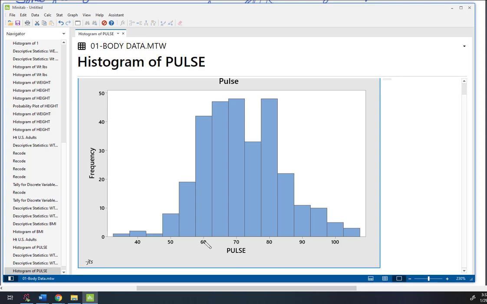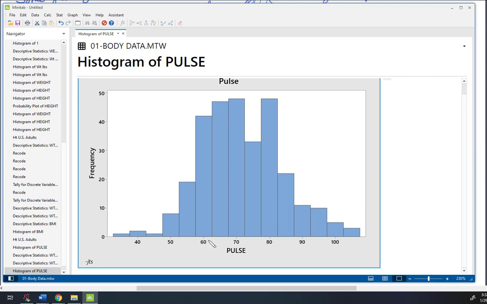Notice that the pulses in this graph are marked at 60 and then nothing, and 70 and then nothing. Well, we know that these have to be the same width. And so the mark here that's not written would be 65. We can force that to be written if we want to, but it clutters the graph a little bit, so usually it's okay just the way it is.